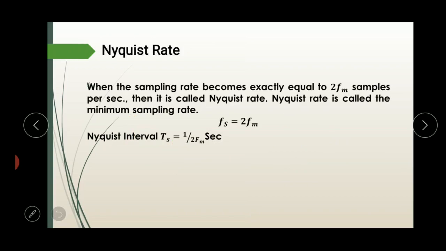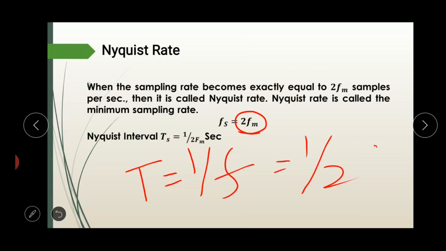Next is the Nyquist rate. When the sampling rate becomes exactly equal to 2 fm, meaning twice the maximum frequency, then it is called the Nyquist rate. Nyquist rate is also called the minimum sampling rate. So sampling frequency is equal to twice fm. It is the minimum sampling rate, and the Nyquist interval is Ts equal to 1 by 2 fm. As we know, time is represented as T equal to 1 by f. So 2 fm is the frequency, so in place of f we place 2 fm. Okay, so this is all about Nyquist rate.